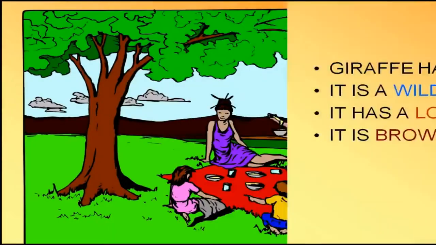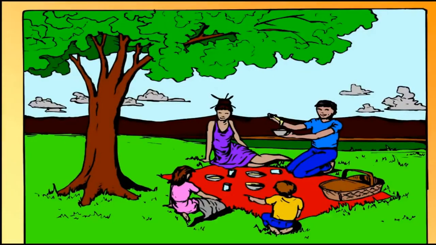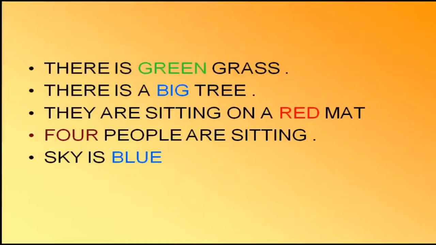Now see this picture and say a few sentences. There is green grass. There is a big tree. They are sitting on a red mat. 4 people are sitting. Sky is blue. You can make some more sentences.